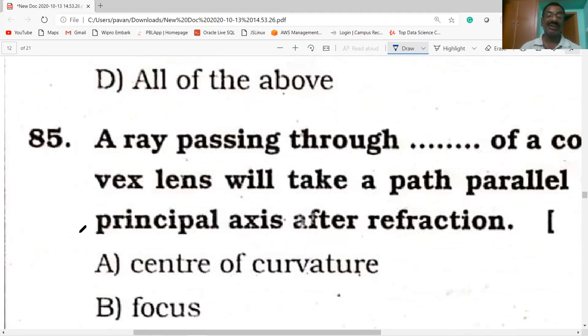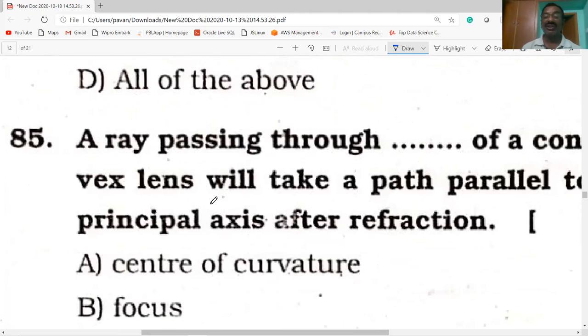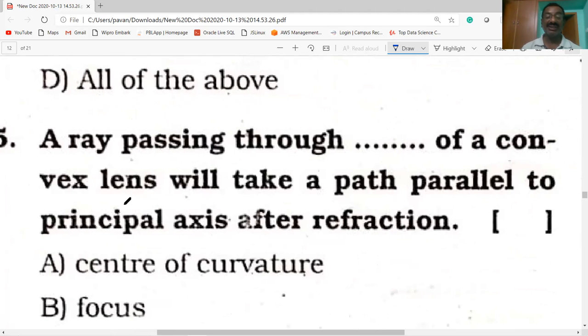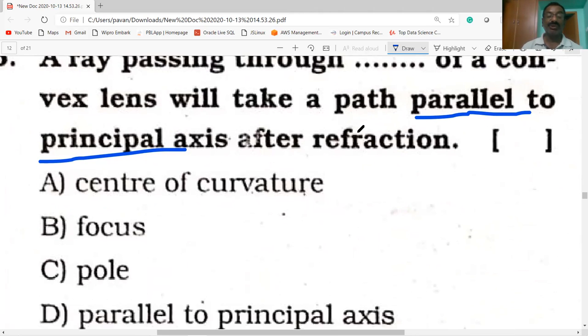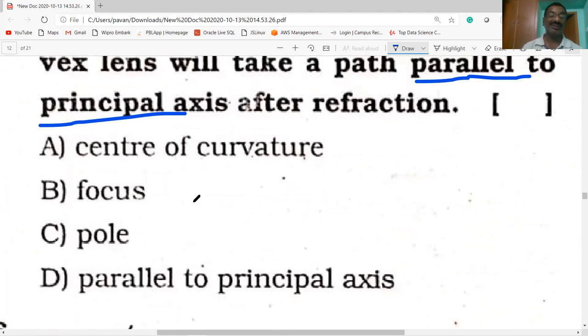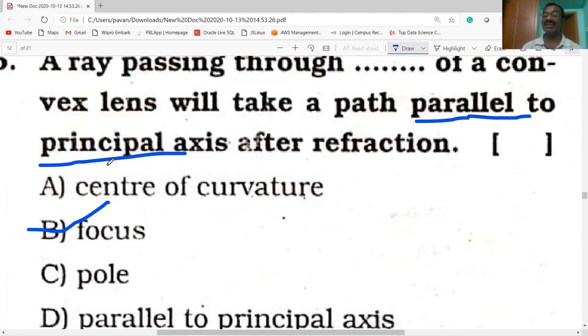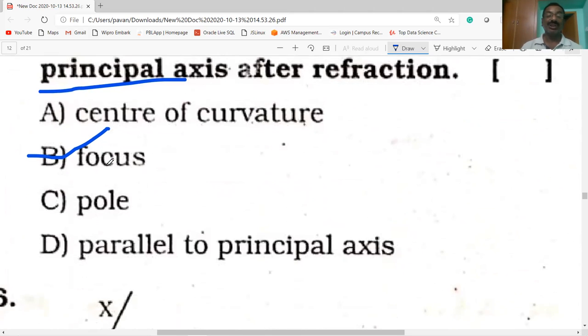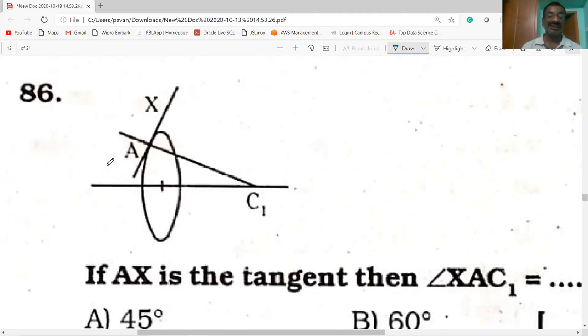Next question: a ray passing through dash of a convex lens will take a path parallel to the principal axis. Options: center of curvature, focus, pole, parallel to principal axis. So the ray passing through the focus, after refraction, becomes parallel to the principal axis.